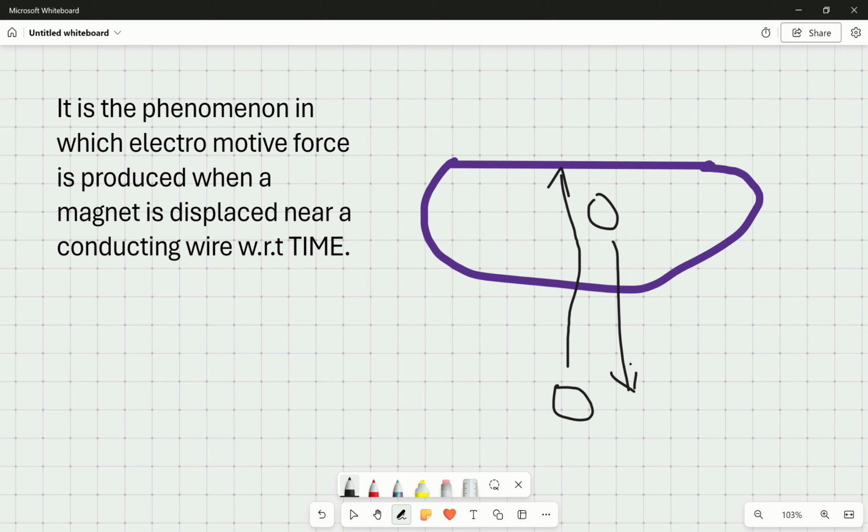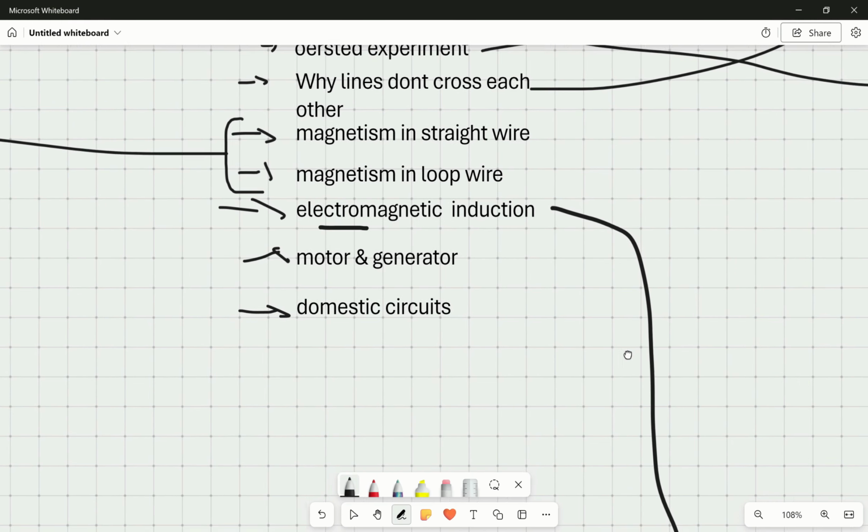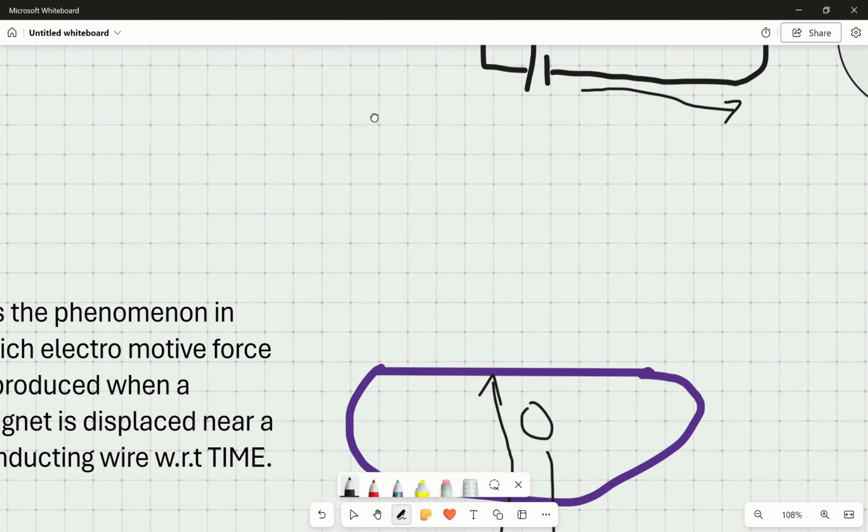If it is moved with respect to time, means time is passing and it is moving from one position to another, okay? If it is moving with respect to time, then current will be produced inside the circular wire, and this is electromagnetic induction.